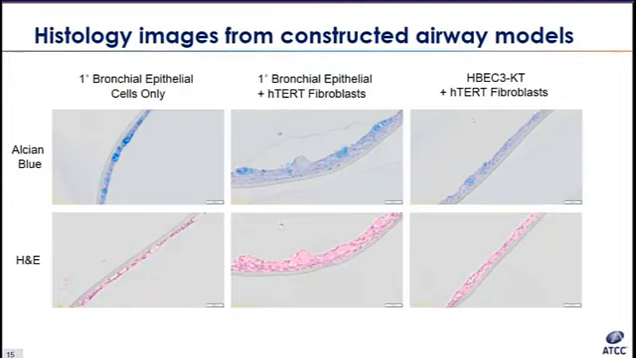The top 3 images are from sections stained with Alcian blue, with all 3 models showing the presence of goblet cells, shown here as the blue stained cells. The bottom images show a similar story, with all 3 models showing the presence of ciliated cells, circled here for your convenience.